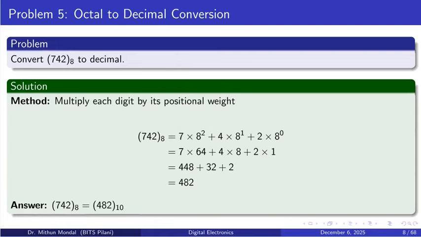Now we take the octal number, which is 742, and we want to convert it into decimal. We do the same process here. We have taken 742, and the positions are 0, 1 and 2. So we multiply 2 with 8 to the power 0, 4 into 8 to the power 1, and 7 into 8 to the power 2. This comes to 482, which is our answer in the decimal system.